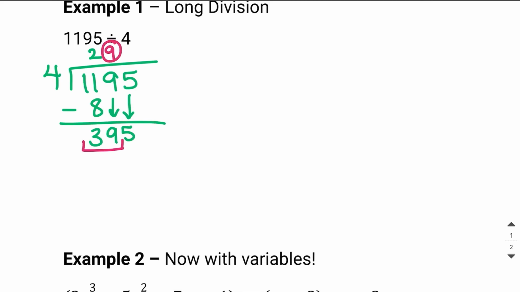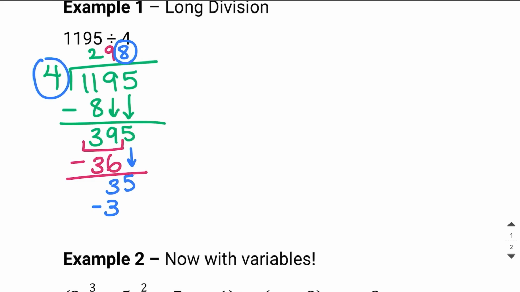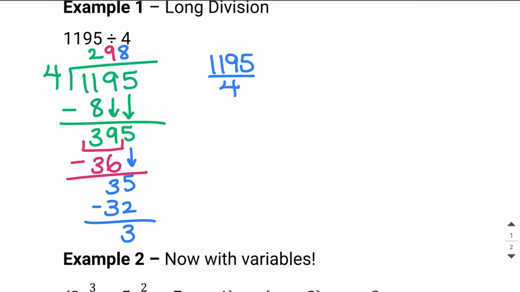So I do 9 times 4, and I end up getting 36, and then I subtract those values. Well, 39 minus 36 ends up being 3, and then I bring down this 5 right here. And then I'm going to see, how many times does 4 go into 35? And 4 goes into 35 8 times. And then we do 8 times 4, which is 32. Subtract those values, we get a 3 as our remainder. So that means that 1,195 divided by 4 is going to be equal to 298 with a remainder of 3.